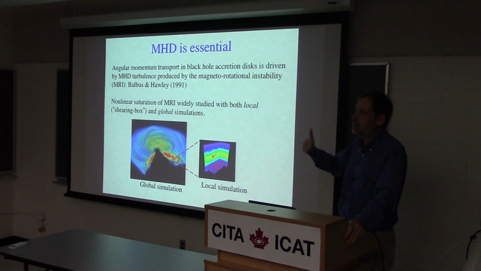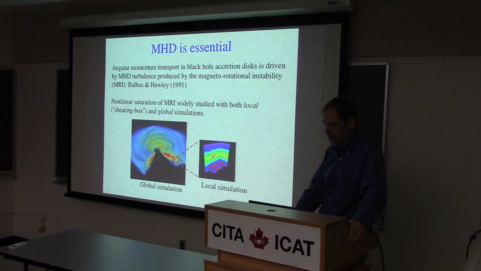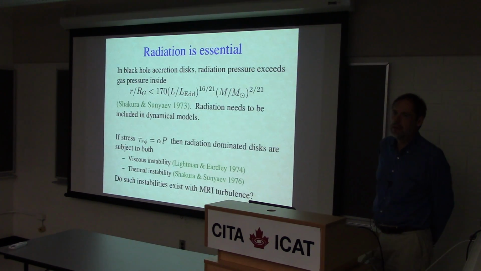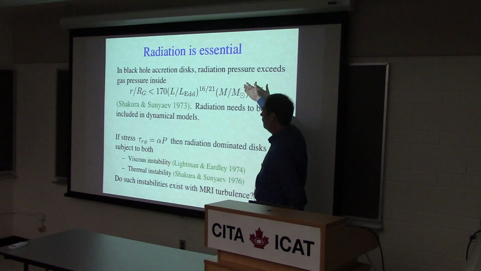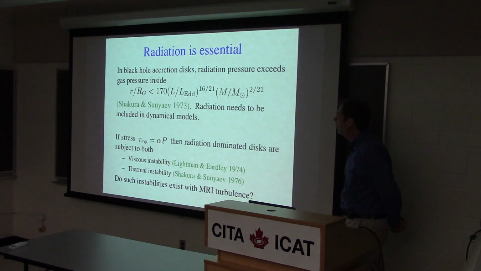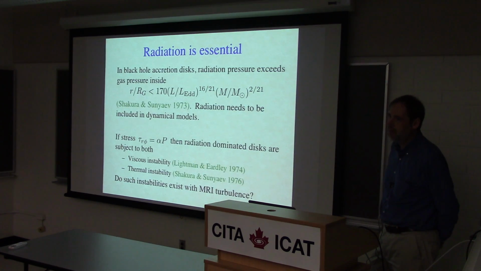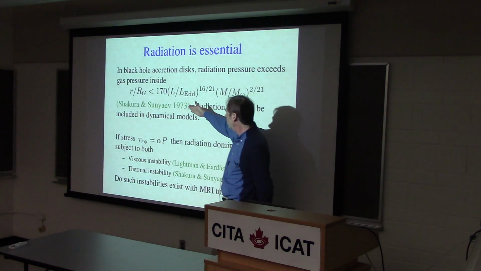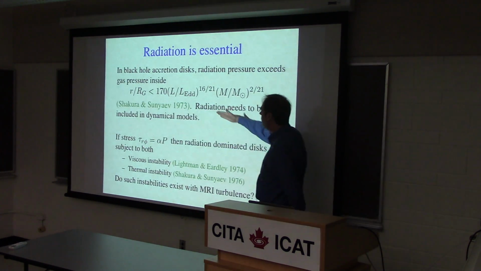So if you want to model these accretion flows, we know that you're going to need to include MHD. That's crucial. But as I've sort of hinted already, radiation is an equally important part of the story. And that's because it's been known for more than 40 years that in accretion disks around black holes, radiation pressure is the dominant energy density in the flow inside several hundred gravitational radii of the central black hole, if you're accreting at something like Eddington.